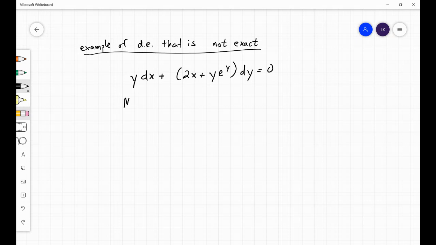Okay. So I see M is the function that multiplies dx. N is the expression that multiplies dy. I'm going to check for exactness. I'm going to differentiate M with respect to y to get 1. I'll differentiate N with respect to x to get 2. 1 does not equal 2. So this is not exact.